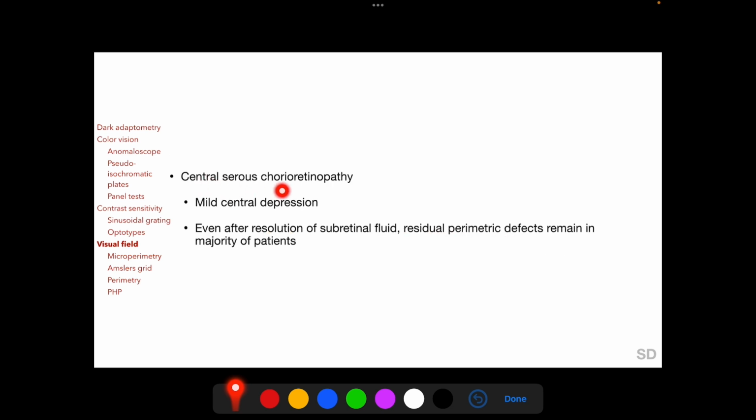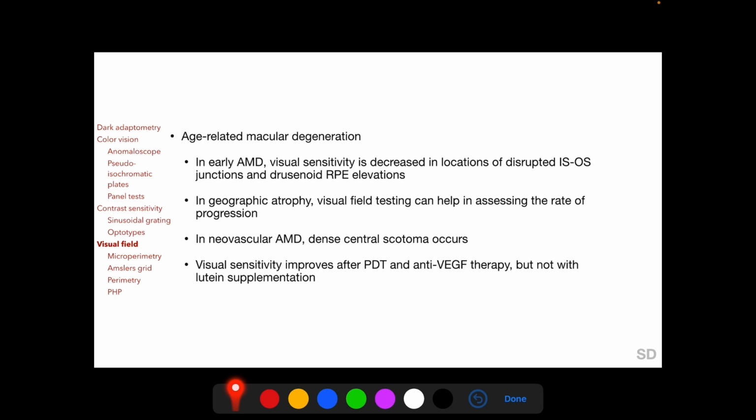In central serous chorioretinopathy, mild central depression of the visual field is often found, and even after resolution of subretinal fluid, residual perimetric defects remain in the majority of patients. In early AMD, visual sensitivity is decreased in locations of disrupted IS-OS junctions and drusenoid RPE elevations, so these are said to be biomarkers of diminished visual function. In geographic atrophy, visual field testing can help in assessing the rate of progression.